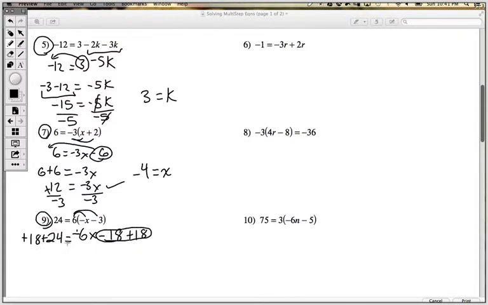So I have 18 plus 24. That should give me 42 equals negative 6x. Now it's that division. So I'm going to divide both sides by negative 6 because I can make a 1 with negative 6 over negative 6. 42 over 6 is 7, but the positive divided by the negative is negative 7. So negative 7 equals x.